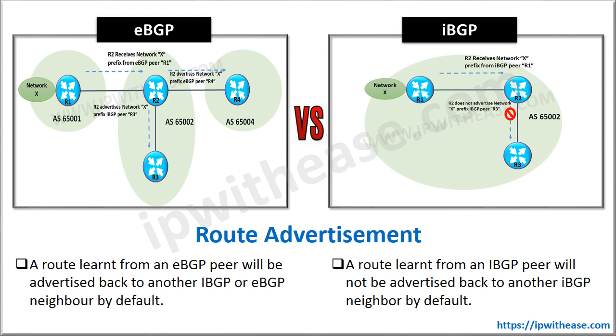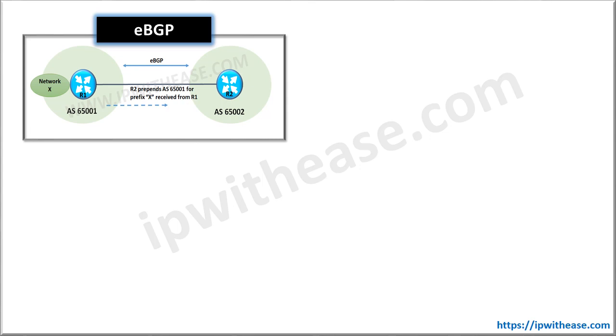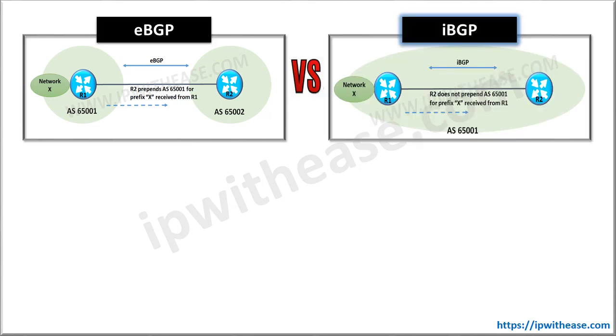When R1 advertises network X towards R2, R2 will prepend AS65001 in its BGP table for the network X, since they are eBGP neighbors. However, when we look at the second diagram, both R1 and R2 are in the same AS, that is 65001, and any route, let's say network X, which is advertised by router 1, when R2 receives it, it will not prepend AS65001 for prefix X received from R1.